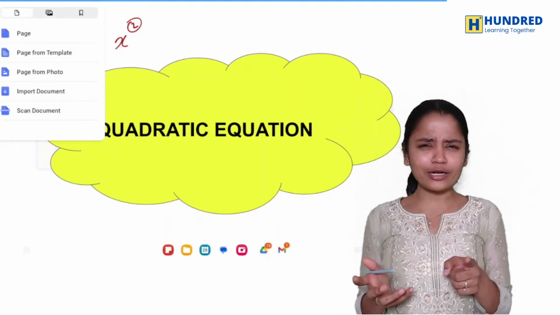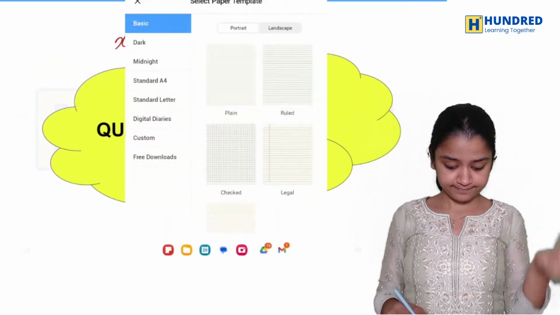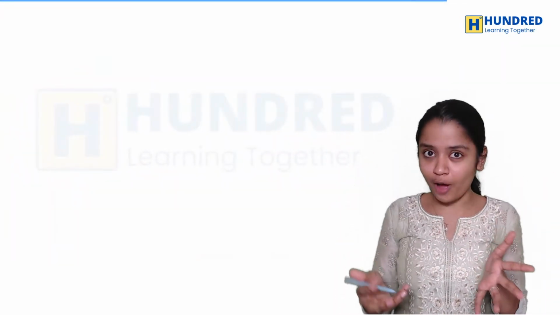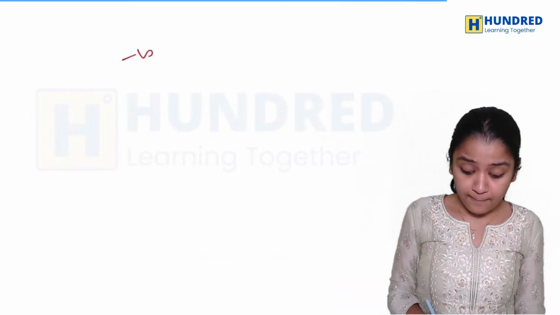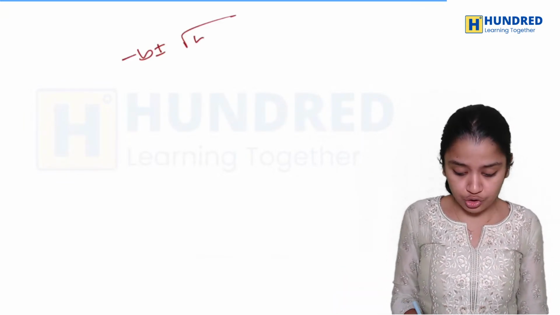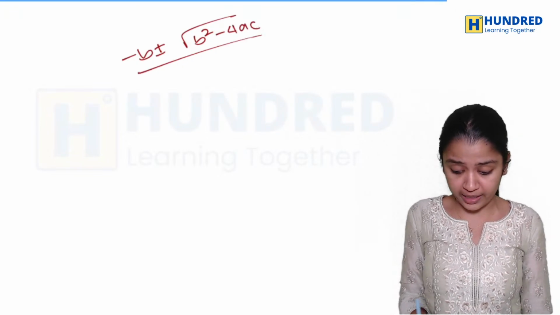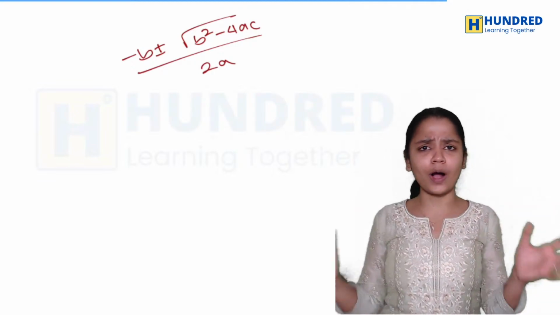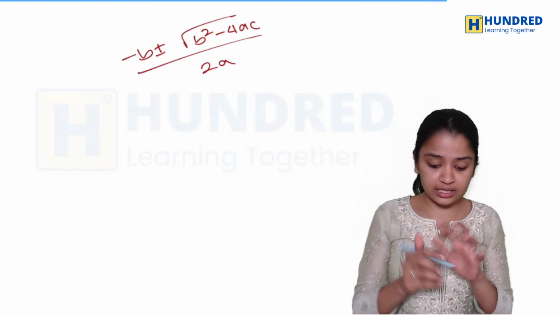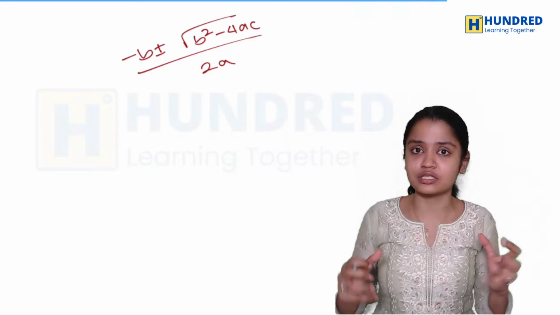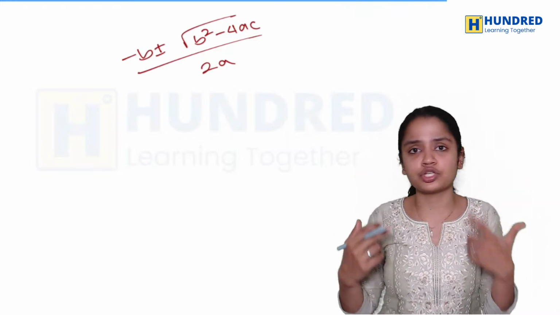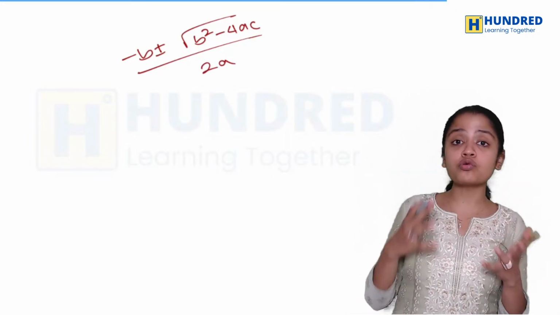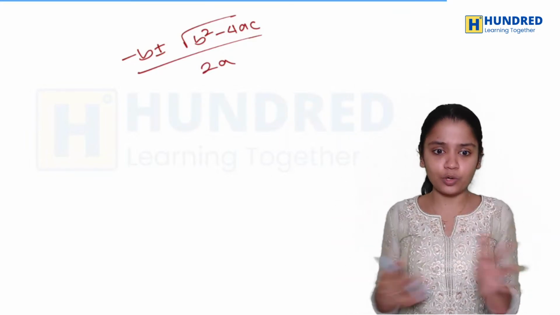What is the formula behind solving the quadratic equation? The formula is minus b plus or minus root of b square minus 4ac, by 2a. This is the formula for solving a quadratic equation, right? When you solve this, you'll get the roots, basically the zeros. You can say zeros, roots, anything. So you'll get the roots of a quadratic equation when you solve it.